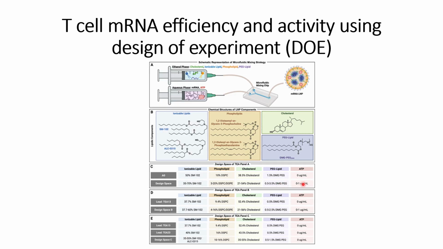In that case, they can either use ATP or not use ATP. Similarly, they did these studies with different initial points that they consider as panel B, and they come up to the second optimized condition. These two optimized conditions are used to find the final optimized condition, design space C, which they considered the optimized TEA LNP and used for further validations. In the final conditions, they do not consider the ATP. Even without ATP, they are able to get better transfection and translation of the mRNA.